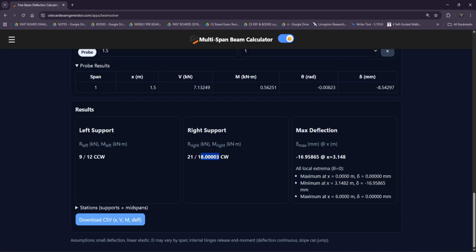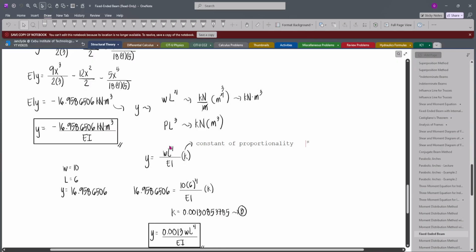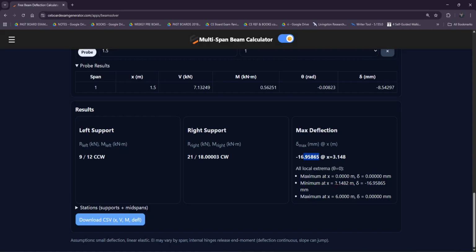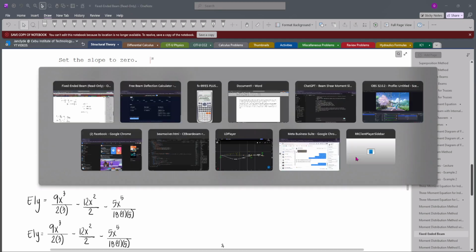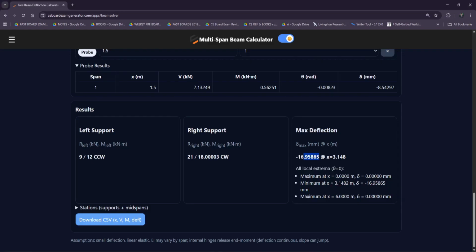Now this is very close to the actual value since there is no presence of internal hinges. Then the location is at 3.1482. So it is also very close to the actual value, 3.148. So this can solve multiple spans up to any degree of indeterminacy. And the main advantage is you can also solve non-prismatic beams.